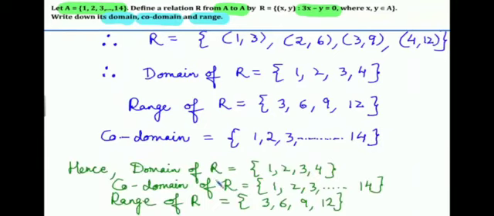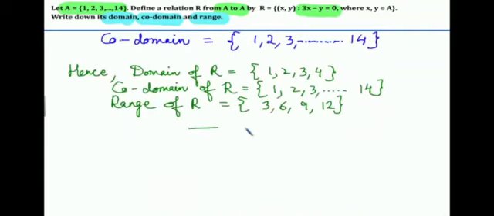Okay, so this is your domain 1, 2, 3, 4, your codomain 1 to 14, and your range is 3, 6, 9 and 12 is your answer. So this is your first question. सारे क्वेश्चन में आपको 1 by 1 यही करना है. Find domain, codomain and range, and first and most important, find a relation.